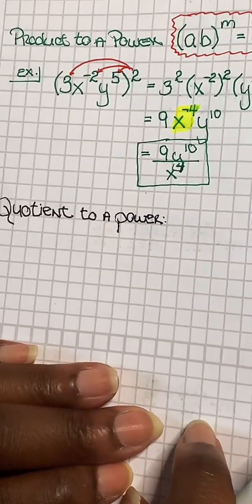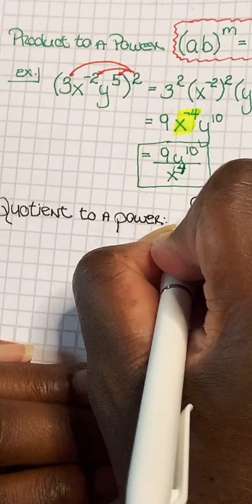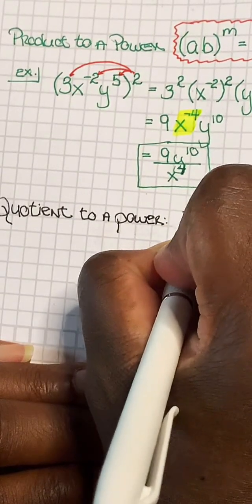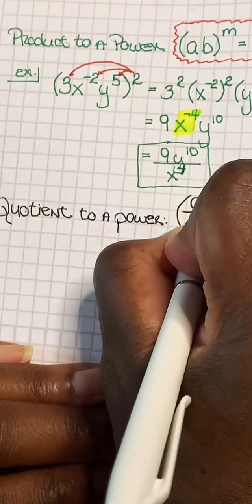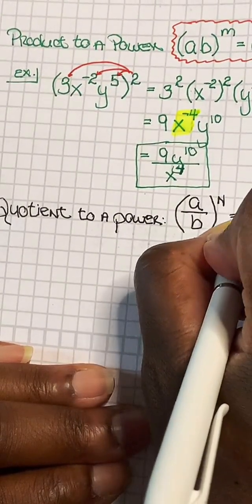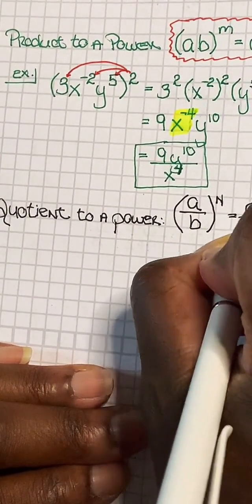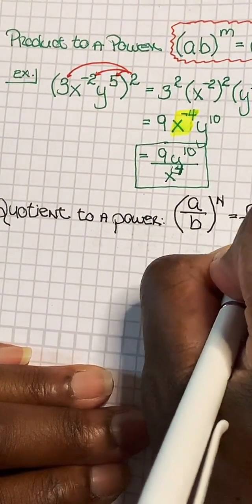Let me move this over a little bit. So let's say we have A divided by B, and they're both being raised to the n power. That means your A is going to be raised to the n power, and your B is going to be raised to the n power.